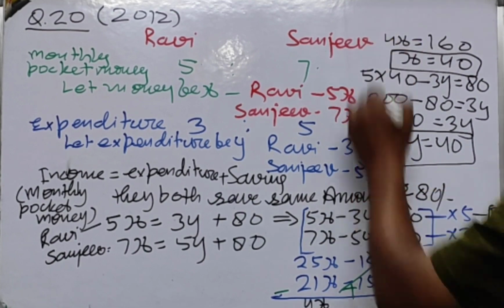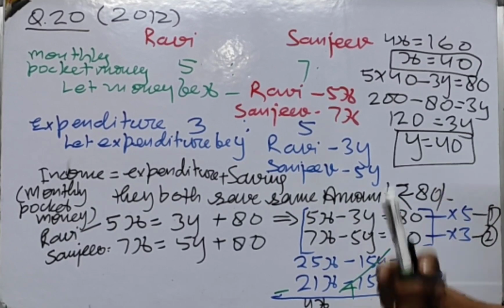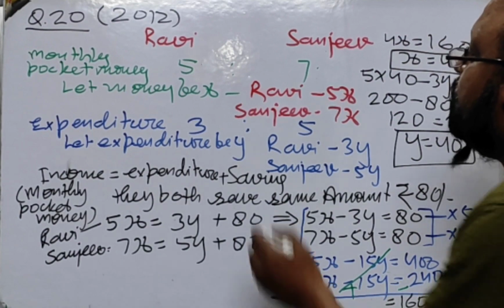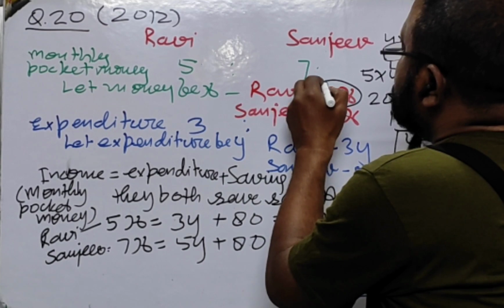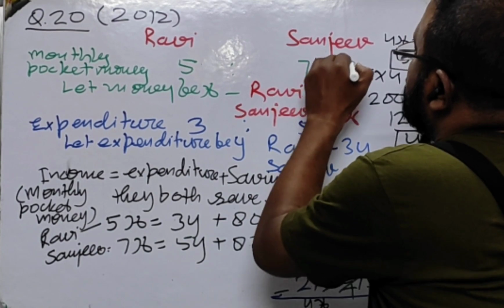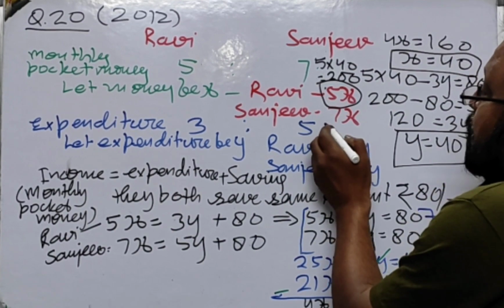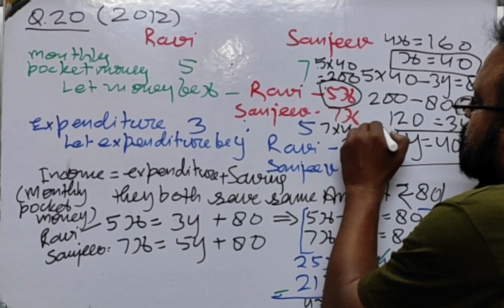No. What is it asking for? Just tell me the question, please. This is not the question. The question is something else. Yeah, they are asking for their monthly pocket money. So Ravi is getting 5x, so monthly pocket money is 5 into 40, it becomes 200. And Sanjeev is getting 7 into 40, which is equal to 280.